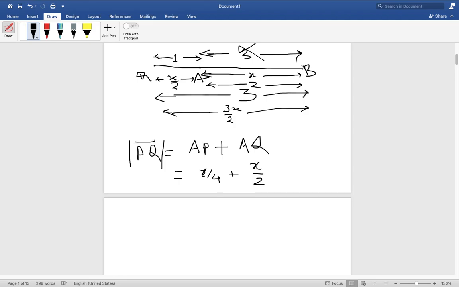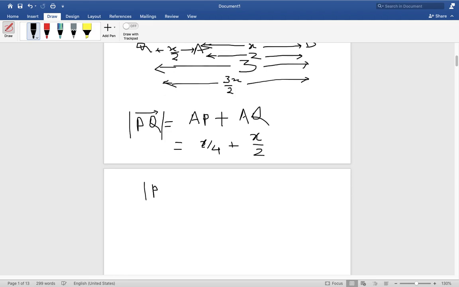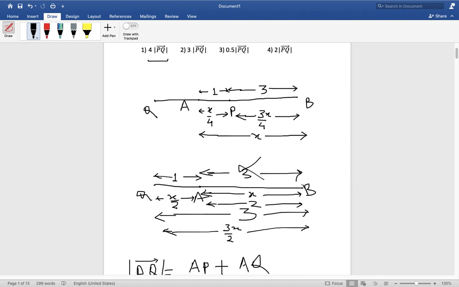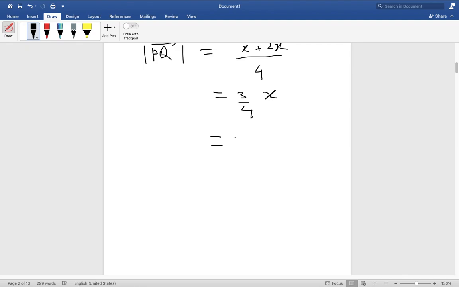You can write this as well. This is just a notation: when I write PQ without the vector head, it means the length. So x by 4 plus x by 2, take the LCM of 4. This is 1, this will be multiplied with 2. So 3x by 4, 3 by 4 of x. And what is x? x is the length AB, which we have assumed in this problem. So I can just write 3 by 4 |AB| here, which is equal to PQ.